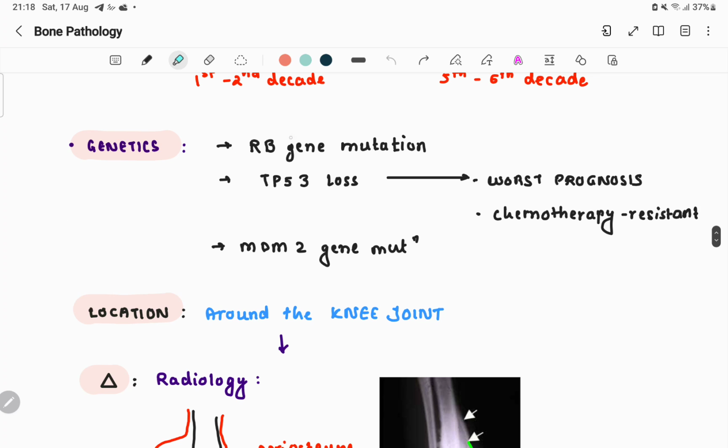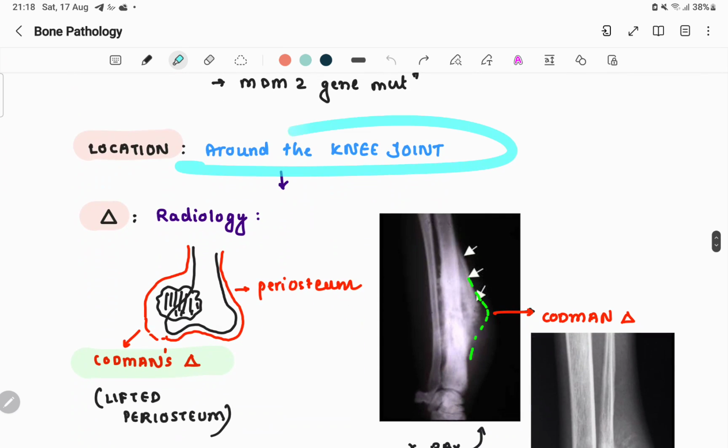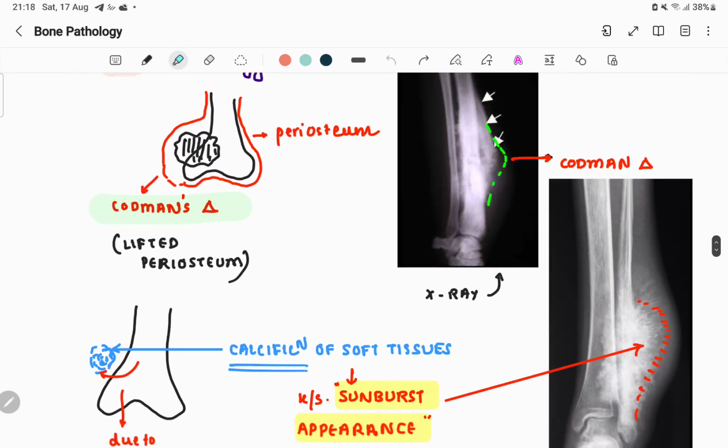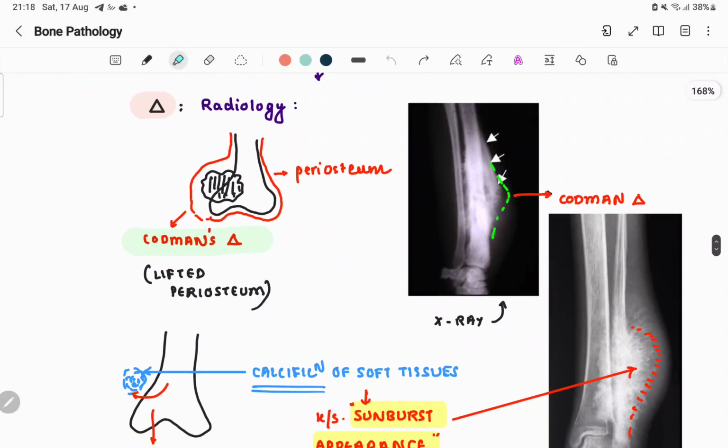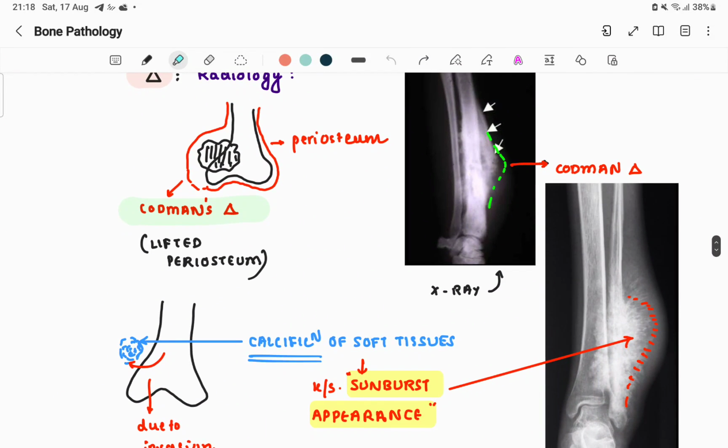What are the genetics? It may be due to RB gene mutation, retinoblastoma gene mutation, or it may be due to TP53 loss. Wherever there is P53 loss, just make sure to write it is worse prognosis and chemotherapy will be resistant. These tumors associated with TP53 loss are difficult to treat. Or there may be MDM2 gene mutation. Location is around the knee joint. In radiology, another characteristic finding are the Codman triangle and sunburst appearance, which are seen in osteosarcoma.